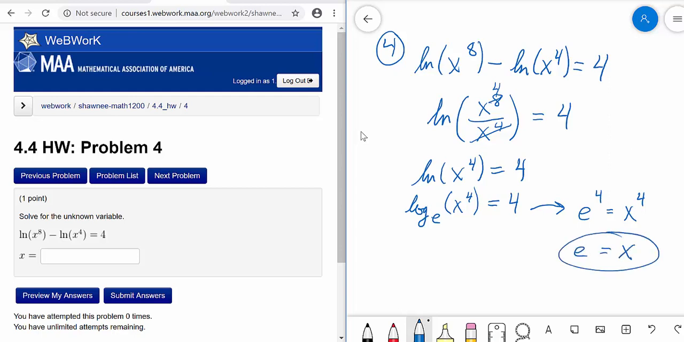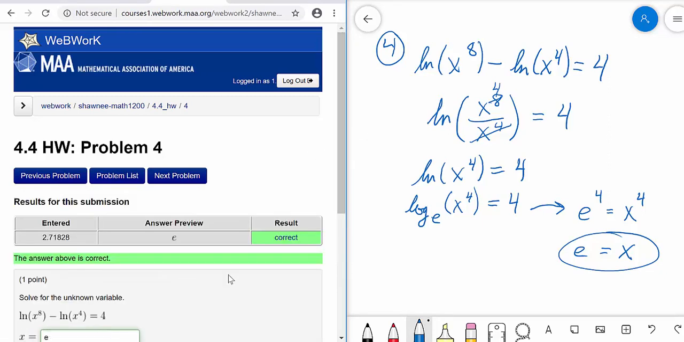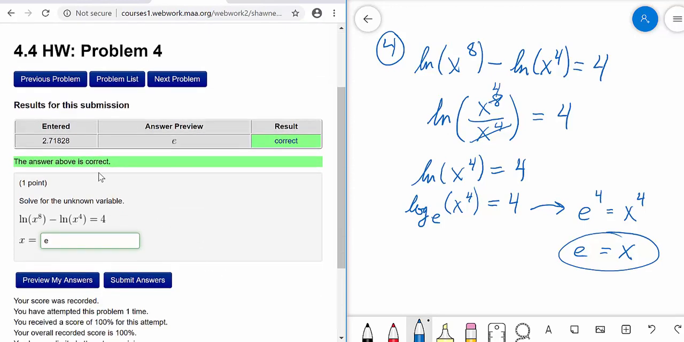And e is a special exponential constant that is equal to about 2.718. Now you could enter a decimal answer, but the letter e is defined as this math constant. So use lowercase e and submit, and we get correct. Again, if you entered 2.718 to 4 or 5 decimal places, you would get the correct answer as well.